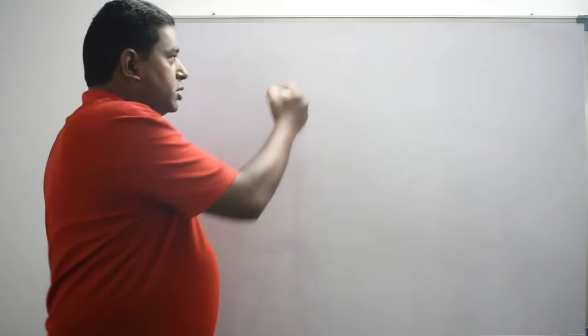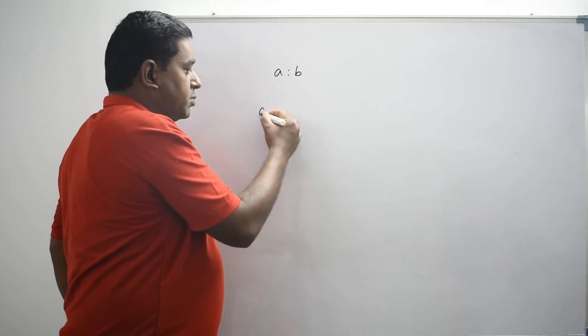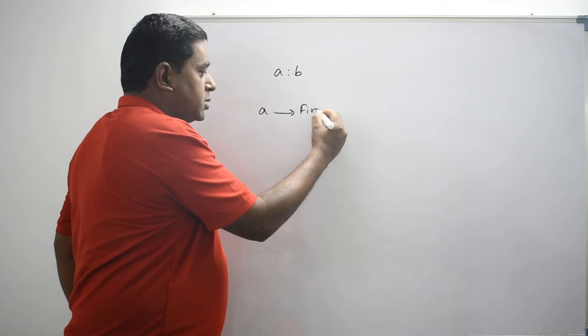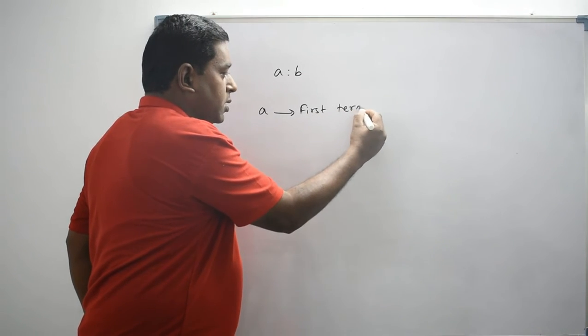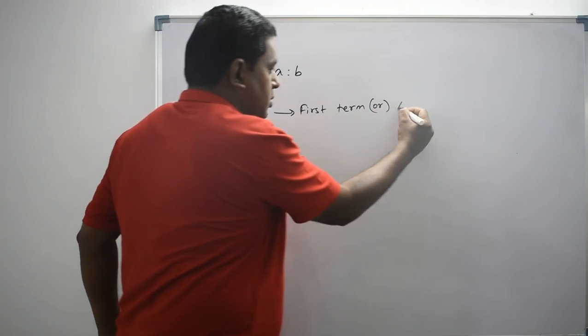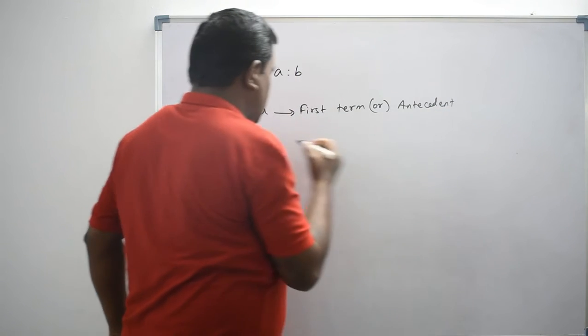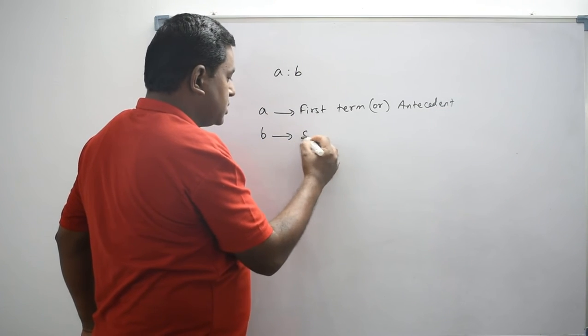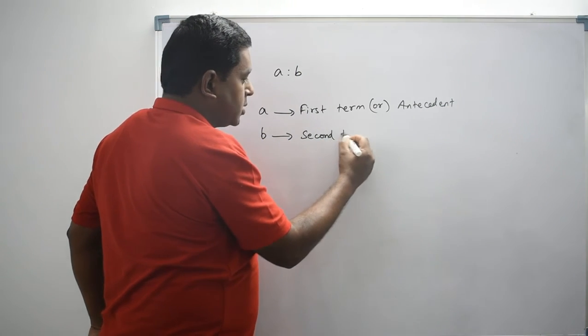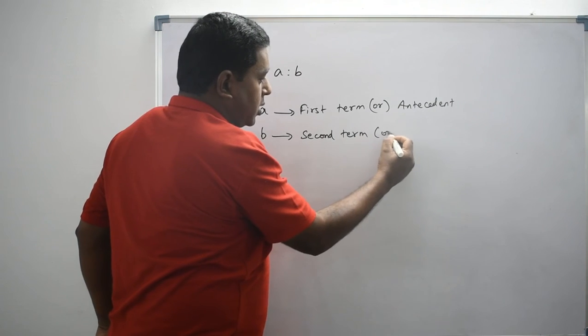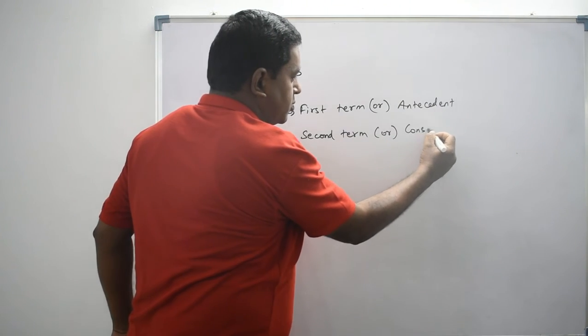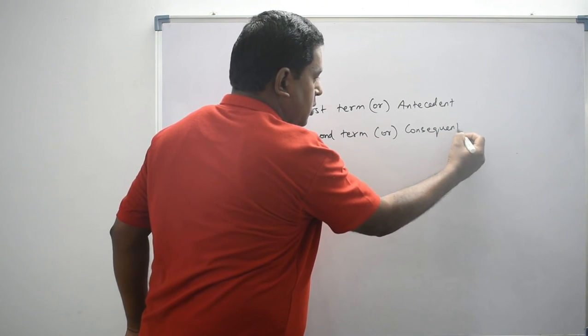Okay, in this ratio A is to B, A is called as first term or antecedent and B is called as second term or consequent.